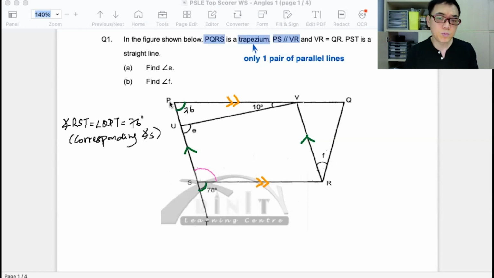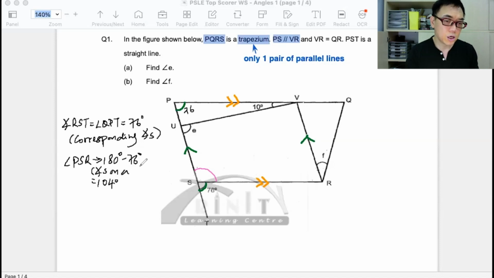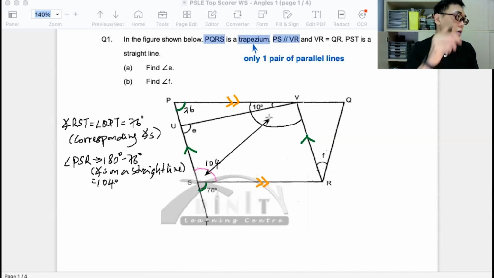Okay, this is called angle PSR. So PSR is 180 minus 76 to get 104. What rule is this? Very good. Angles on a straight line. Well done. So now, if this is angles on a straight line and this is 104, my next question is, how much is this angle over here? These two angles are equal when it is a parallelogram. Not a trapezium, only a parallelogram.